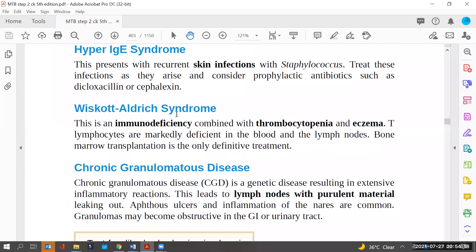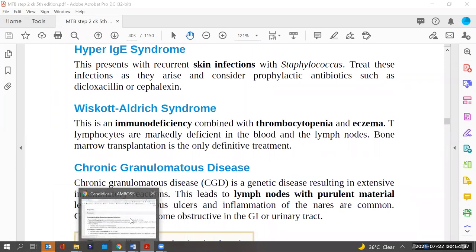In a syndrome, we always find two or more deficiencies or disorders. So that is called a syndrome. Here, what are the deficiencies or disorders? The patient must be having a skin infection, eczema, a low platelet count, and of course is immunocompromised. If these three things are there, you will be able to make a diagnosis of this one.